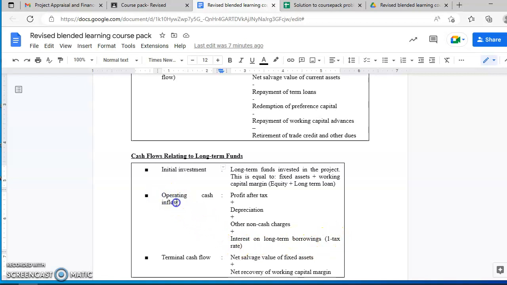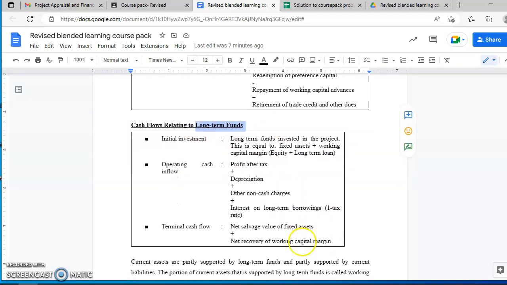So when we say operating cash flows, it is profit after tax plus depreciation plus non-cash charges plus interest on long-term fund, because we have long-term fund here. That's the only difference here, which is only after tax rate, 1 minus T we have to take. And terminal cash flow here means net salvage value of fixed asset plus net recovery, or we can also say net salvage value of the current asset, which is working capital margin.